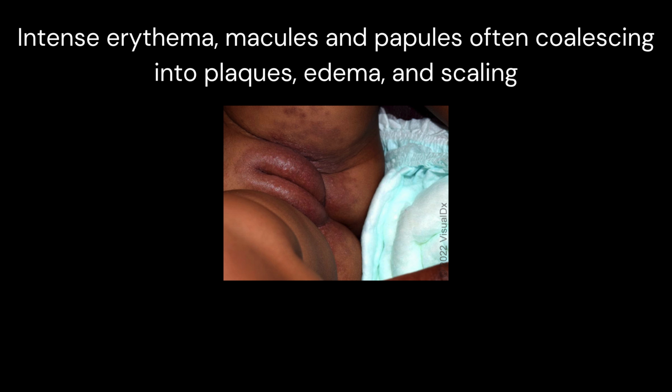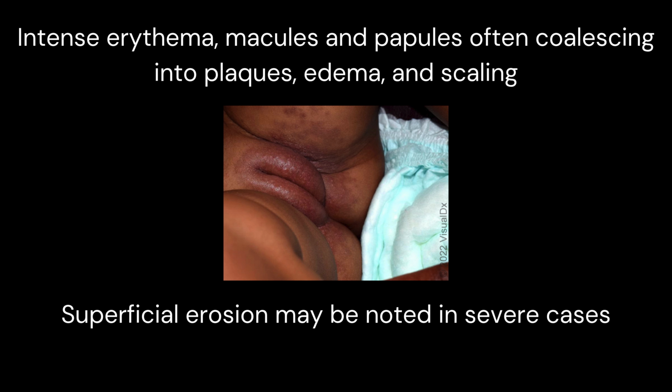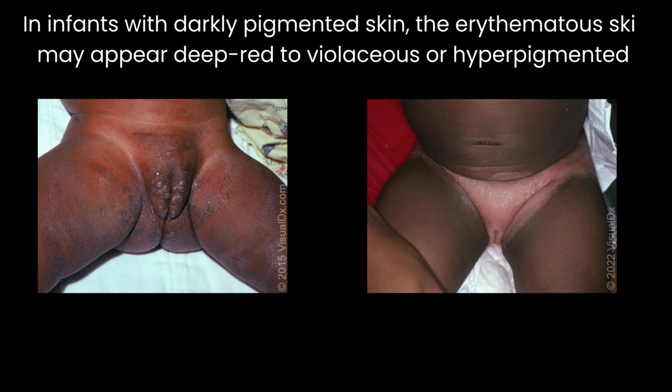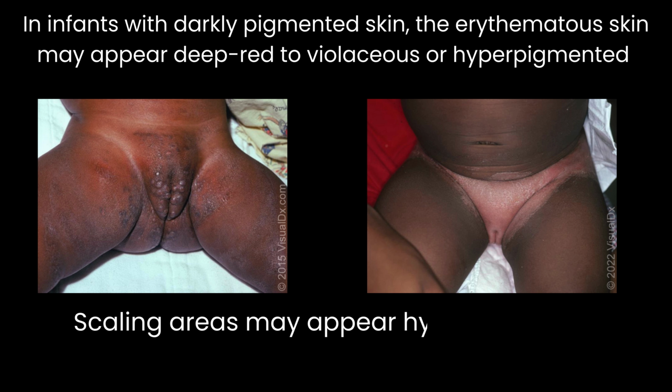Diaper dermatitis presents with intense erythema, macules, and papules, often coalescing into plaques, edema, and scaling in the involved areas. Superficial erosions may be noted in severe cases. In infants with darkly pigmented skin, the erythematous skin may appear deep red to violaceous or hyperpigmented. Scaling areas may appear hypopigmented.